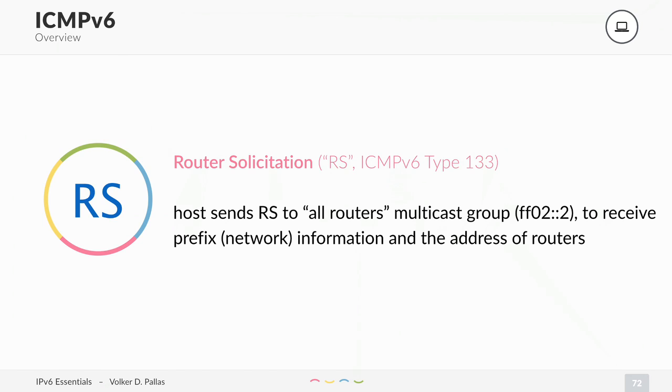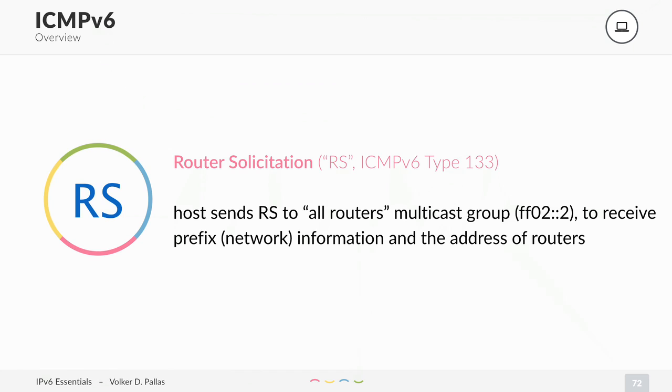So the router solicitation is one of the most important parts of ICMPv6. It is type 133, and if your host just boots up and has an interface with IPv6 enabled, it will send an RS to the all routers multicast group, which is at ff02::2. Every router on your link will listen to this multicast group, and your host will send a message to receive the prefix information and the address of routers.